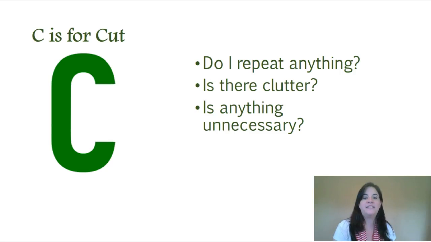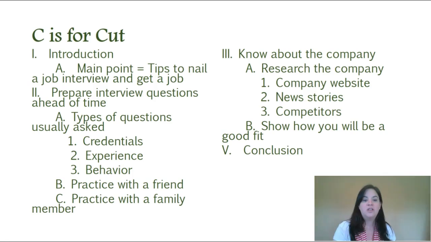Then I'm going to move on to C. In the FACT approach to revising, C is for cut. You need to ask yourself if you repeated anything, if you have any clutter, and if there's anything that isn't really necessary. If you have any of those things in your essay, you need to remove them. So here's my revised outline, and I'm looking for anything that is repetitive, clutter, or unnecessary. And I do see one thing.